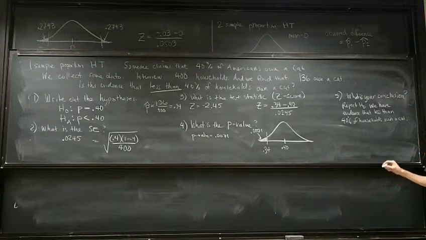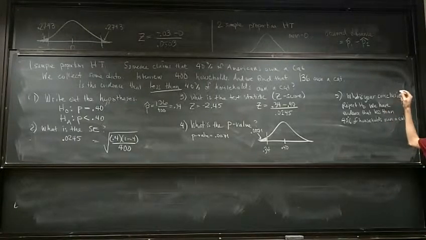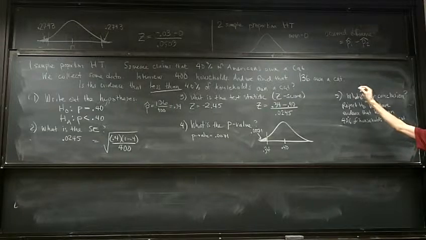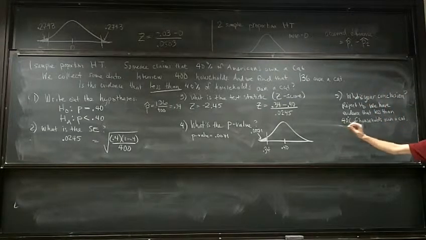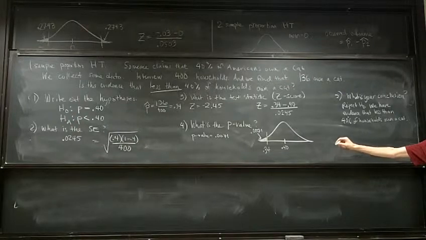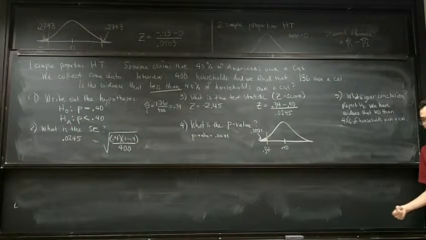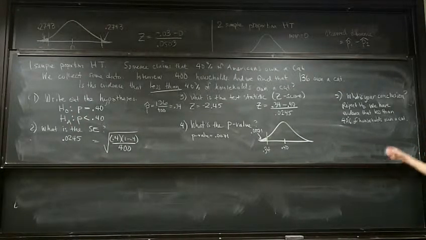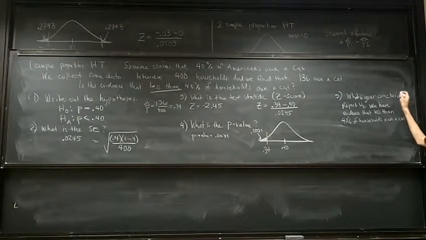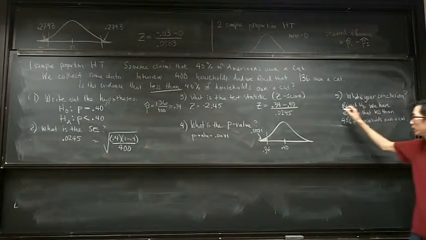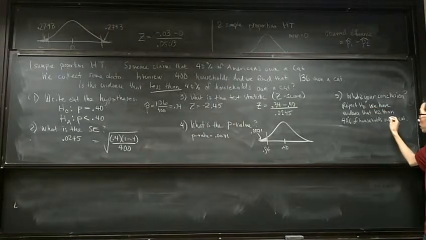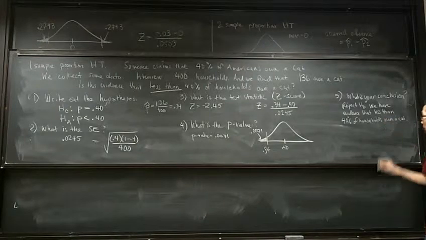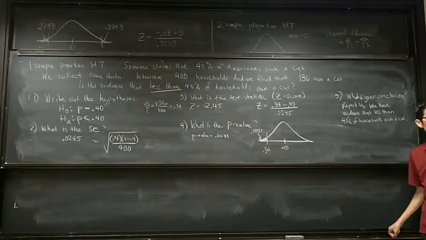So, if I'm using alpha of 5%, it's not specified here, so we just assume alpha is 5%. My p-value is less than 5%, right? It's 0.007, which is less than 0.05. So what's my conclusion? My p-value is less than alpha, so I reject the null hypothesis, which means we have evidence that less than 40% of households own a cat.